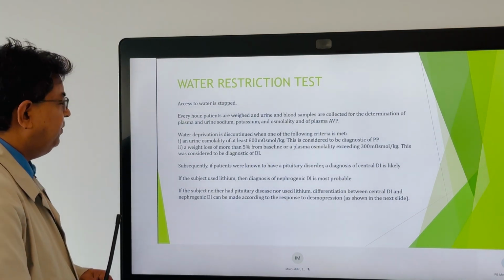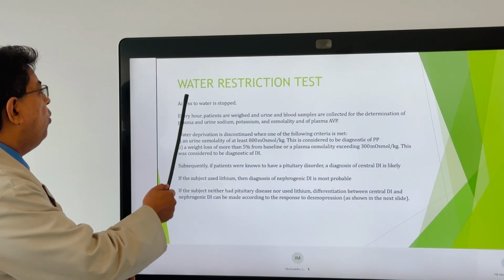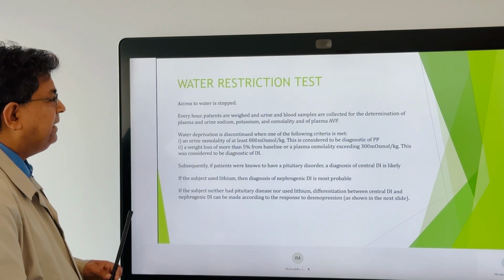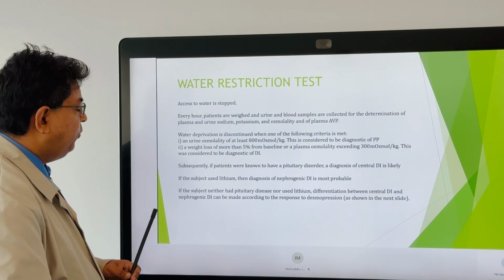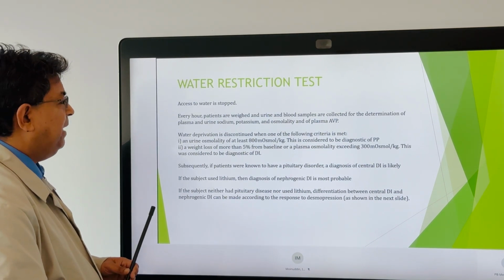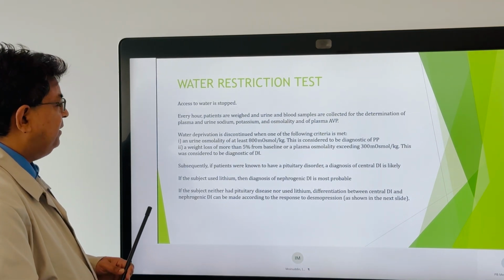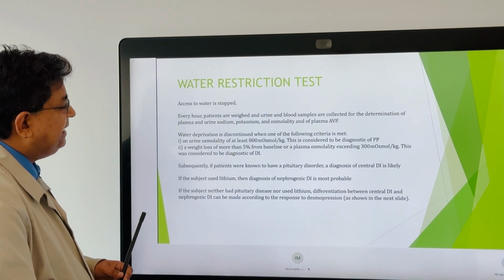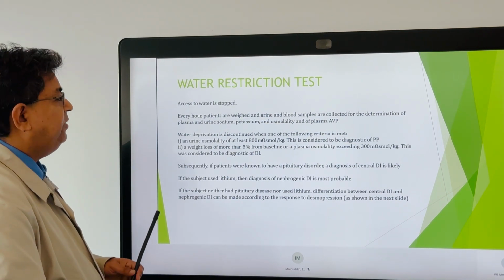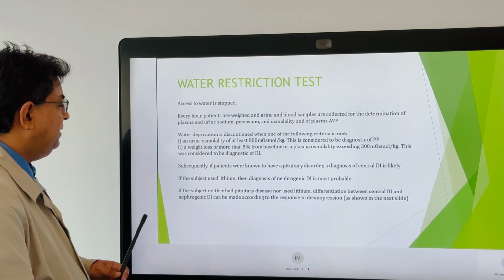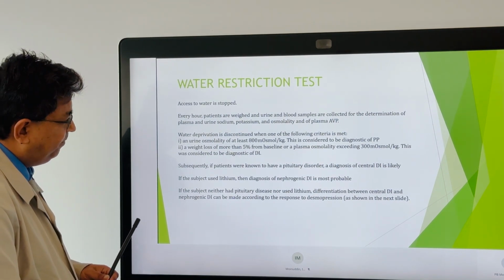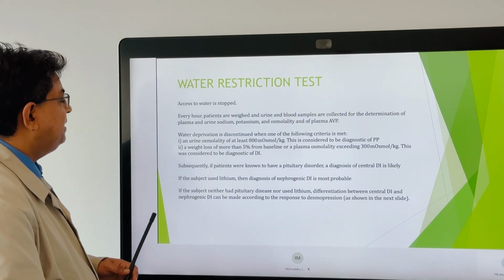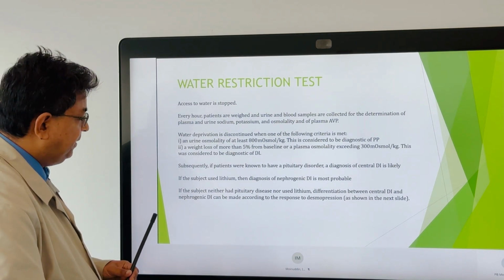So how do you do the water restriction test? Access to water is stopped. Every hour, patients are weighed and urine and blood samples are collected for the determination of plasma and urine sodium, potassium and osmolality, and plasma AVP. Water deprivation is discontinued when one of the following criteria is met. A urine osmolality of at least 800 milliosmoles per kilogram. This is considered diagnostic of psychogenic polydipsia. Weight loss of more than 5% from baseline, or plasma osmolality exceeding 300 milliosmoles per kilogram. This is considered diagnostic of diabetes insipidus.